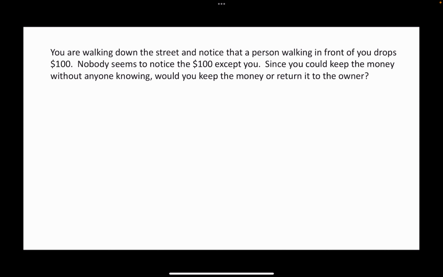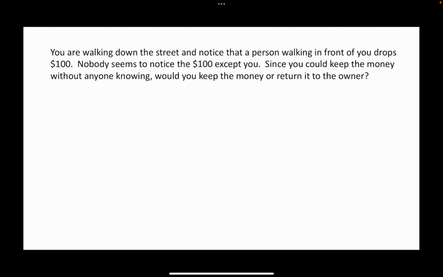So I'm going to be hypothetical here. You're walking down the street, you notice the person walking in front of you drops $100. Nobody else notices except you. If you kept the money, nobody would know that you have that money. Would you keep the money or would you return it to the owner? Normally I would have everybody write their answer on a Post-it note, and I would collect those Post-it notes so it would be anonymous.